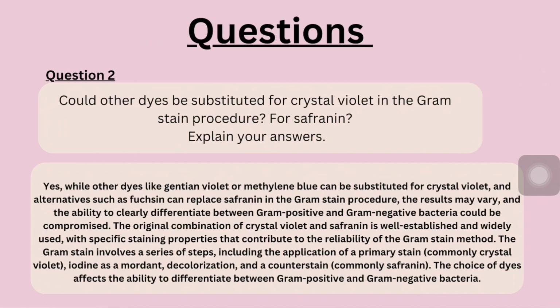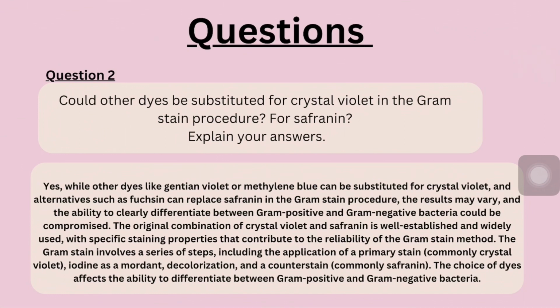While other dyes like gentian violet or methylene blue can be substituted for crystal violet, and alternatives such as fuchsin can replace safranin in the gram stain procedure, the results may vary and their ability to clearly differentiate between gram-positive and gram-negative bacteria could be compromised. The original combination of crystal violet and safranin is well established and widely used, with specific staining properties that contribute to the reliability of the gram stain method.